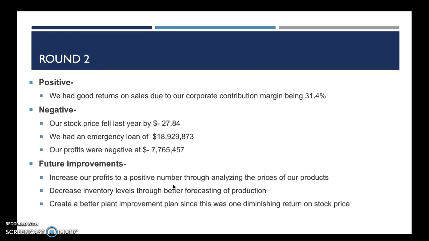During round two, the positive was that we did have good returns on sales due to our corporate contribution margin being 31.4%. The negatives were, however, that our stock price fell by $27.84. We did have to have an emergency loan of almost $19 million, and our profits were negative at around $7.7 million. Future improvements that could have been made after round two were to increase our profits to a positive number by analyzing the price of our products, decreasing our inventory levels with better forecasting of production, and create a better plant improvement plan.